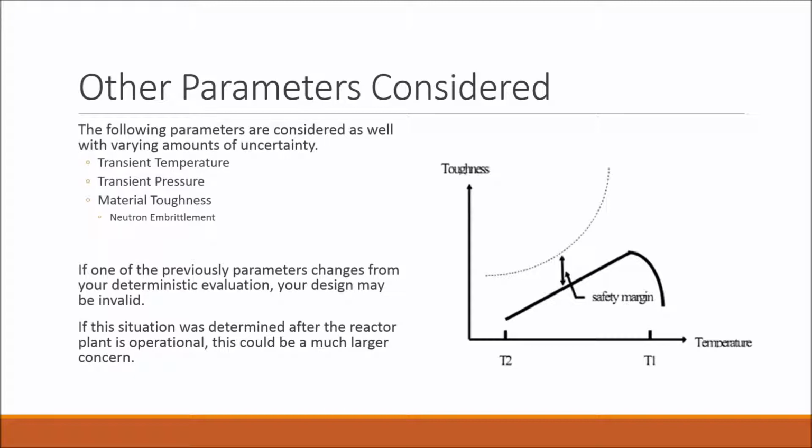Overall, each of these parameters is affecting your goal, shown in the figure to the right. The figure is a plot of toughness versus your plant temperature. Your goal is to remain below the material toughness during the transient with some amount of margin for your design.